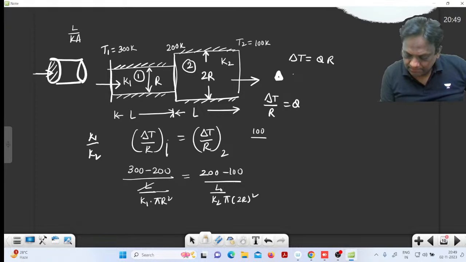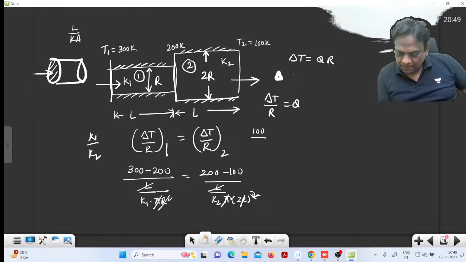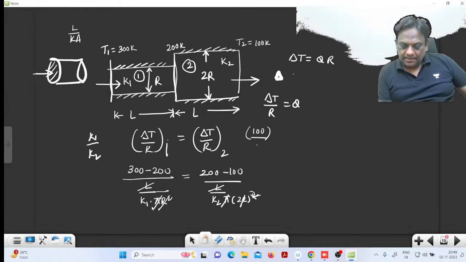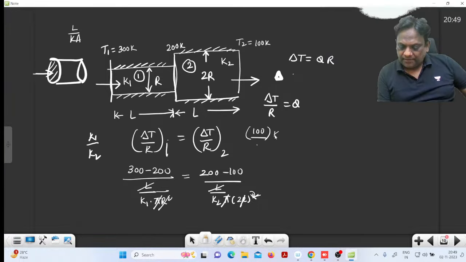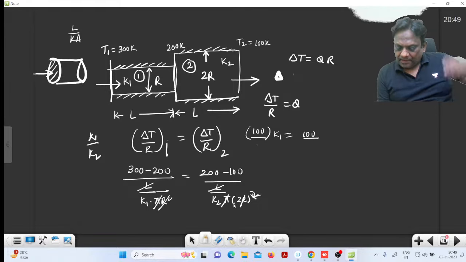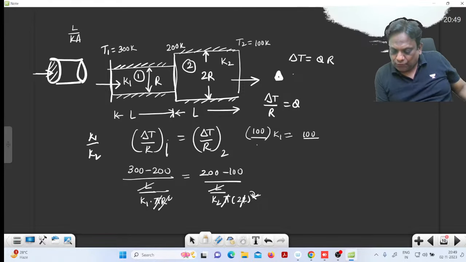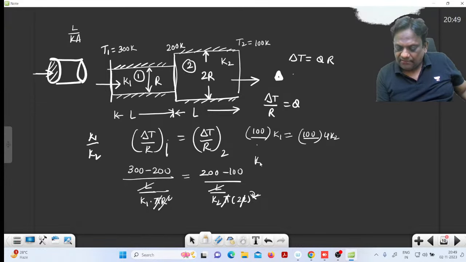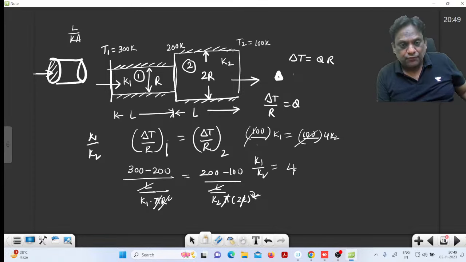L, pi R square, but there is 4 here, 2 square is 4. So I will write this as: this K goes to the top, this K1 will go to the top. So K1 is equal to 200 minus 100 is 100 into, this is 2 square is 4 K2. So what is he asking? K1 by K2. What is K1 by K2 sir? K1 by K2 is 4 I think.